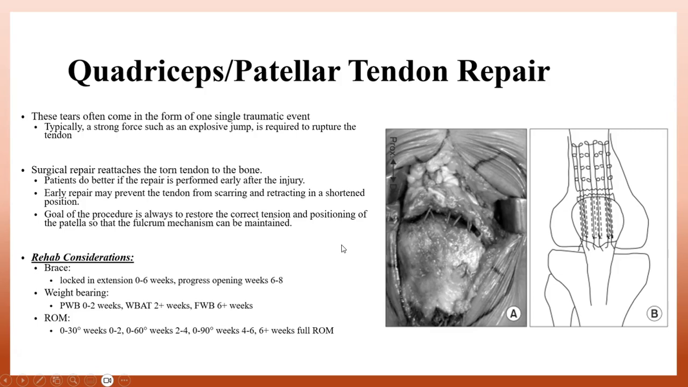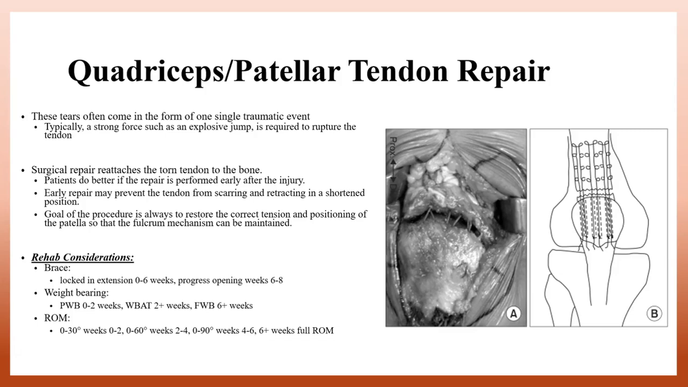So as we'd imagine, this is contractile tissue, so we want to limit excessive or heavy weightlifting with the quadricep for quite some time. And these tend to be brace locked in extension 0 to 6 weeks progressing to opening from week 6 to 8. And again, if you're stretching this into the quad stretch, for instance, you're going to be putting a lot of strain through the repair. So we keep that brace locked in extension for 6 weeks.